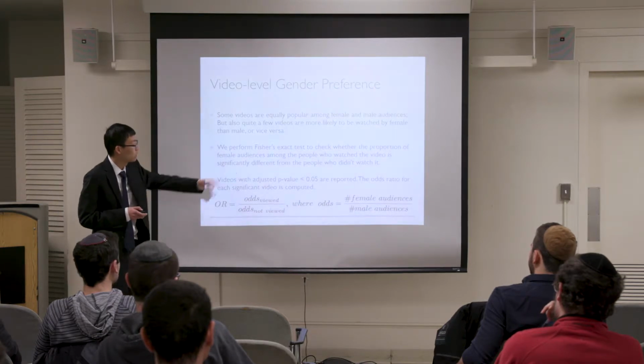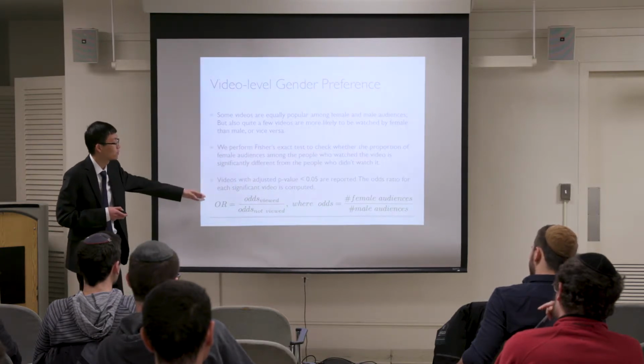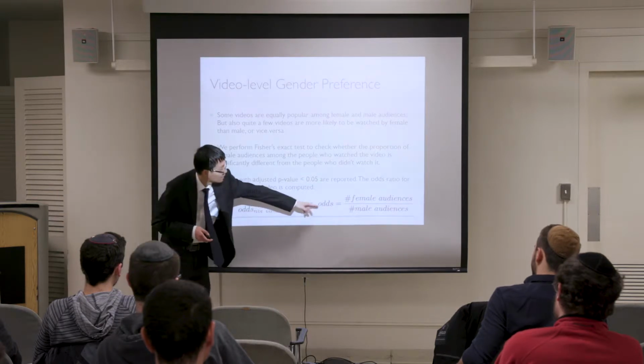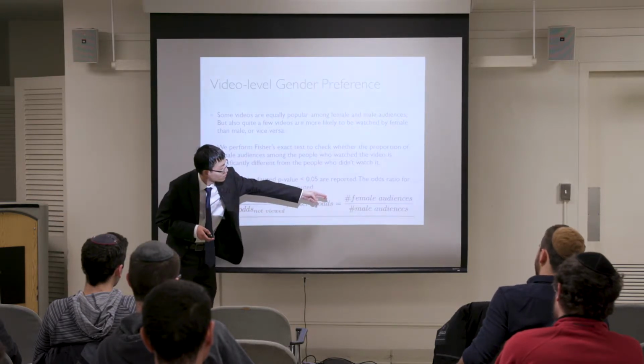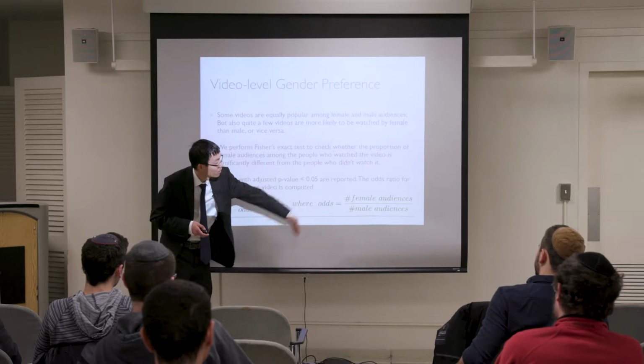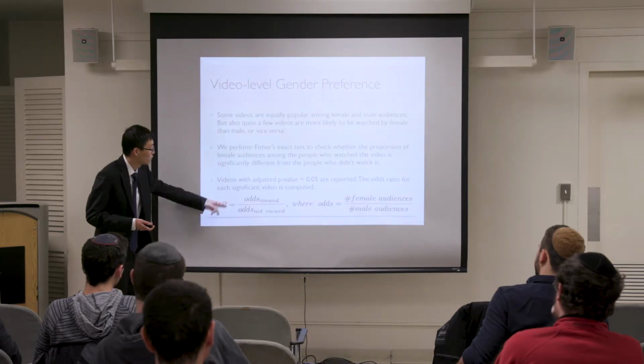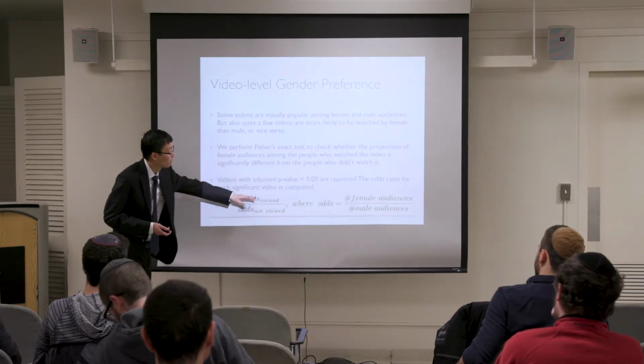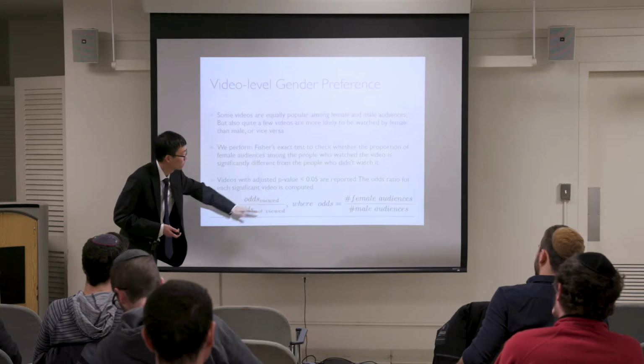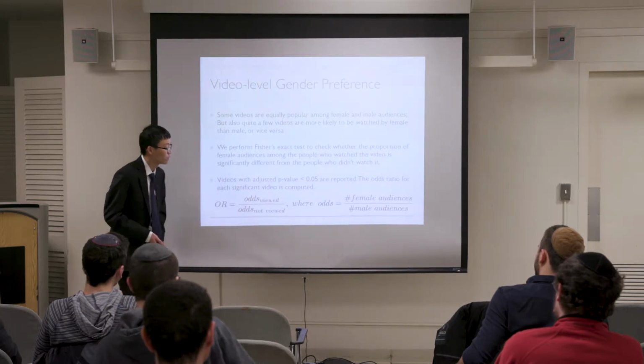And we also computed the odds ratio for each significant video. The odds is defined as the number of female audiences divided by the number of male audiences. And then the ratio is just the ratio of the odds from the people who viewed the video and the people who didn't view the video.